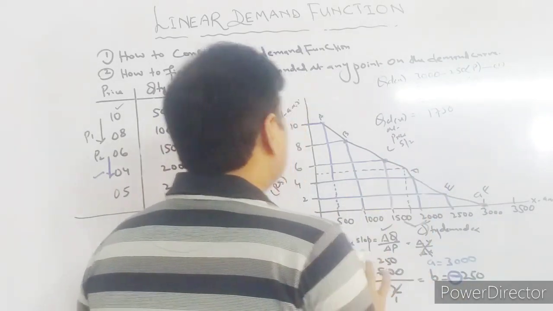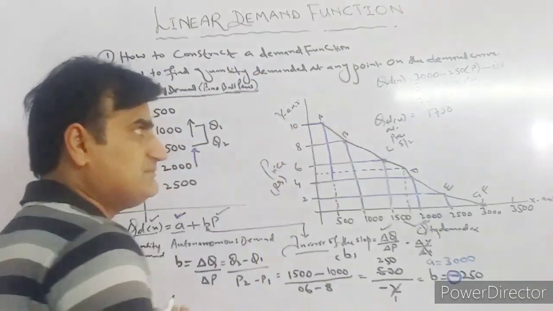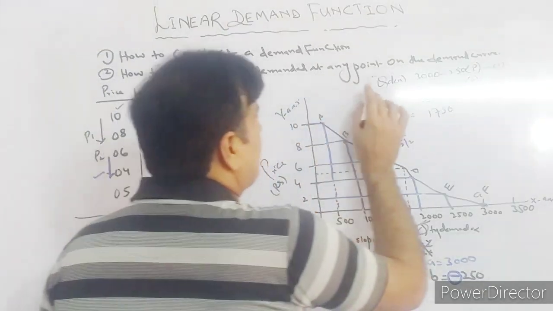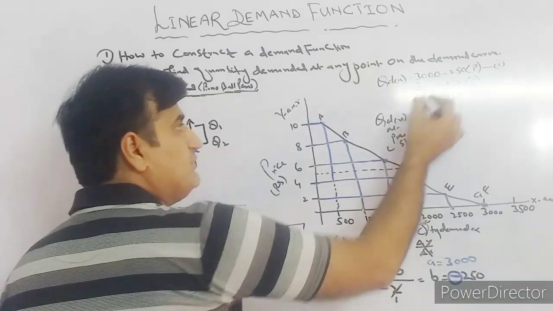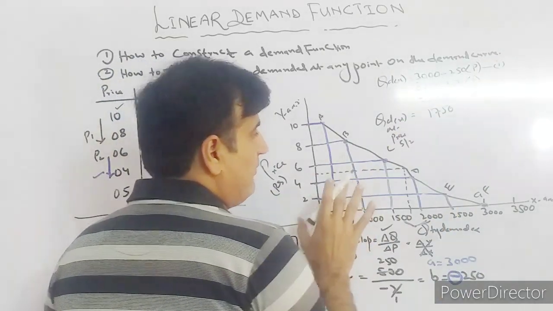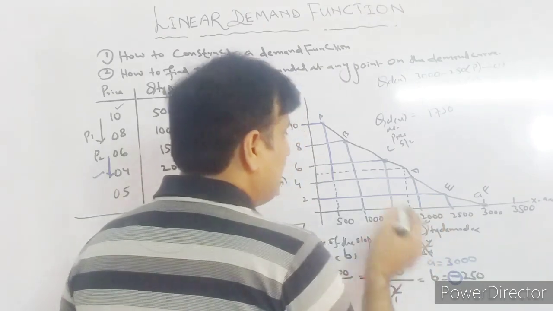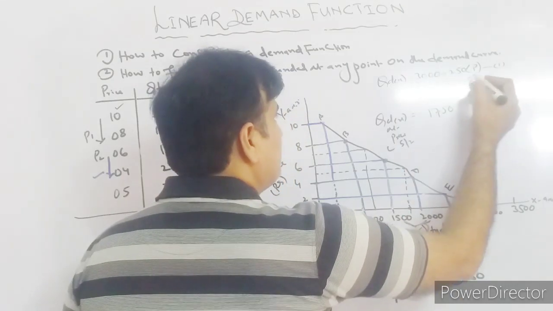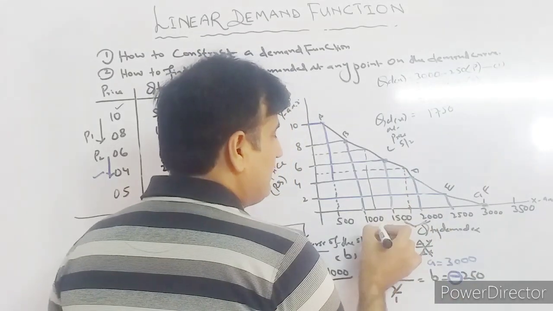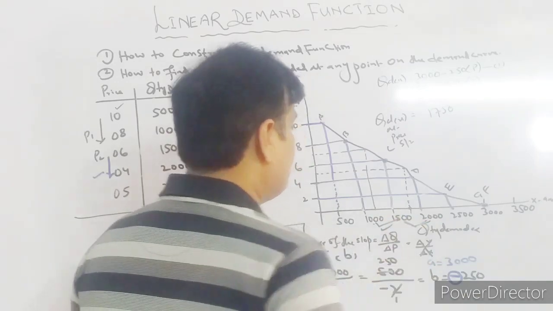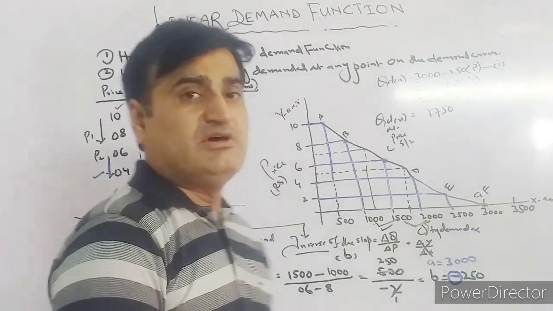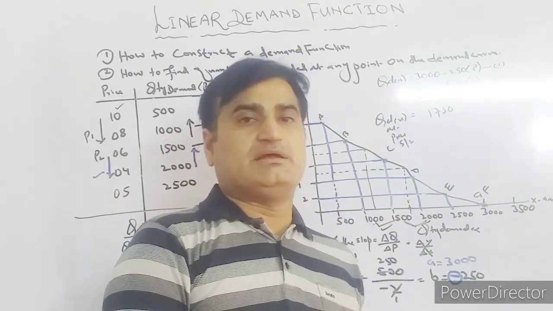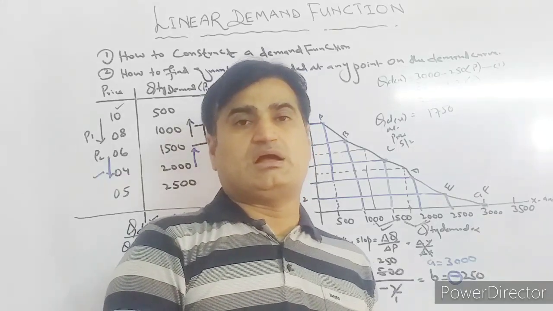So we have shown how to construct a demand function, and how to find quantity demanded at any point on the demand curve. By using this demand function, we can find any quantity. You can find what would be the quantity demanded when the price is 7 by repeating this procedure. The quantity demanded will be between 1000 and 1500. So this is the first part of our linear demand function, in which we learned how to construct a demand function and how to find a quantity on the demand curve at any point.